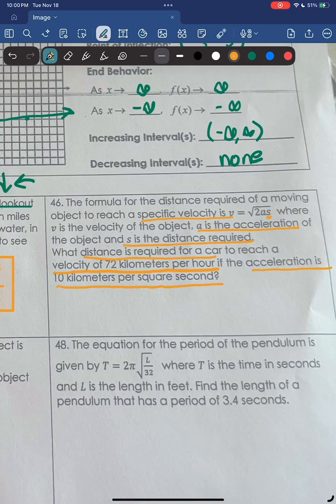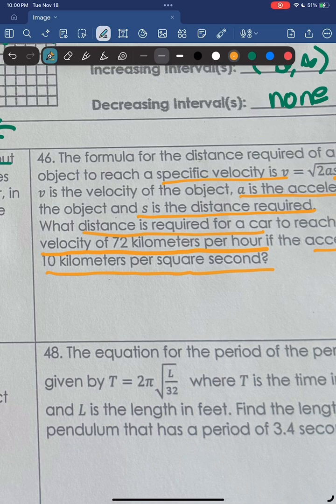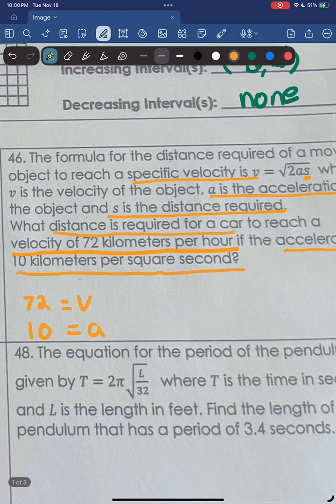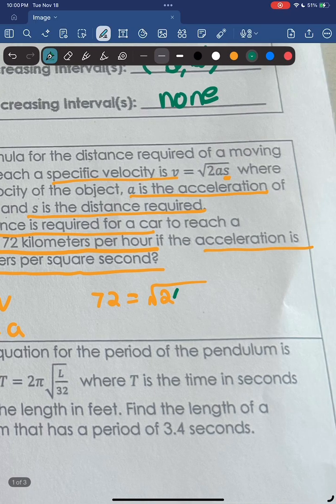So we know our v value is 72, and then we know 10 is our a value. So now all we have to do is plug this into the equation that we're given. So we do 72 is equal to the square root of 2 times our a value, which is 10, times s. So we're solving for that s value, so let me move this over and up a little bit out of the way here.